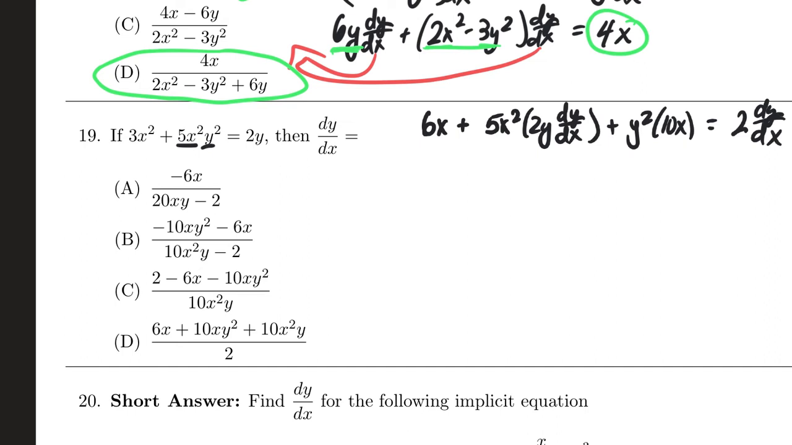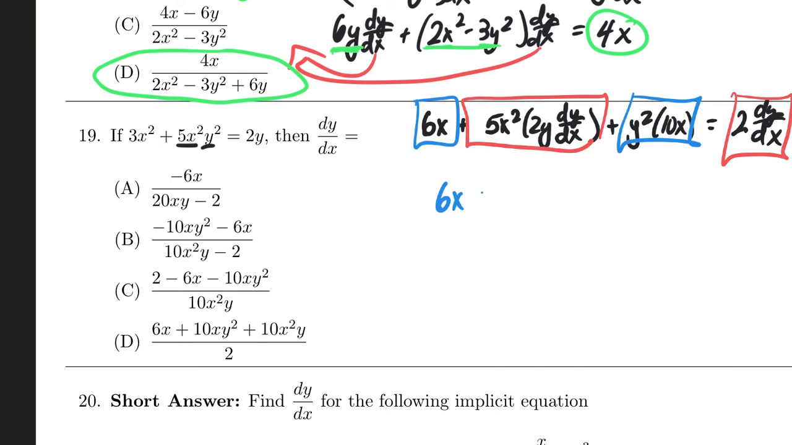And one thing you can start kind of seeing is that the terms that have the dy/dx are going to end up on the bottom of your fraction. The terms that don't have dy/dx are going to end up on the top of your fraction. So right away I can kind of see my answer is going to be 6x plus 10xy squared all over 2 minus, what's that, 10x squared y. All right, so I'm looking for one that looks similar to that.